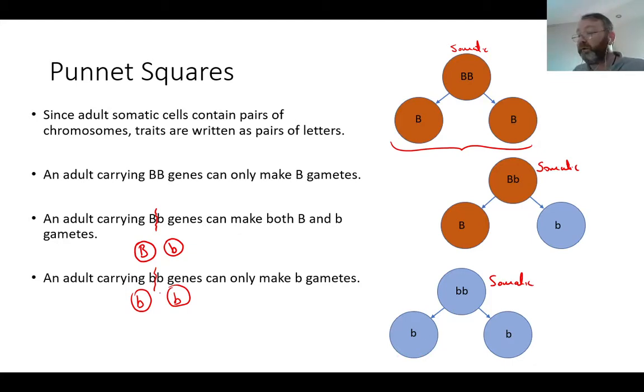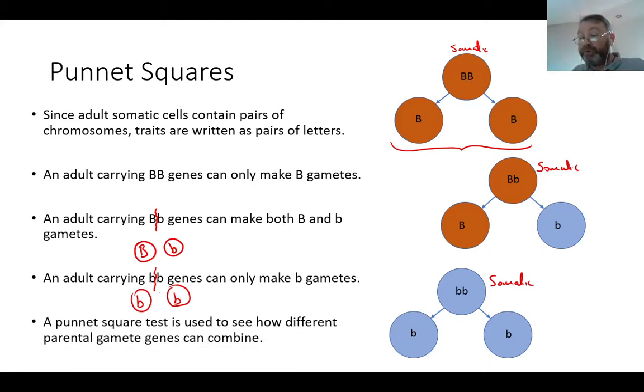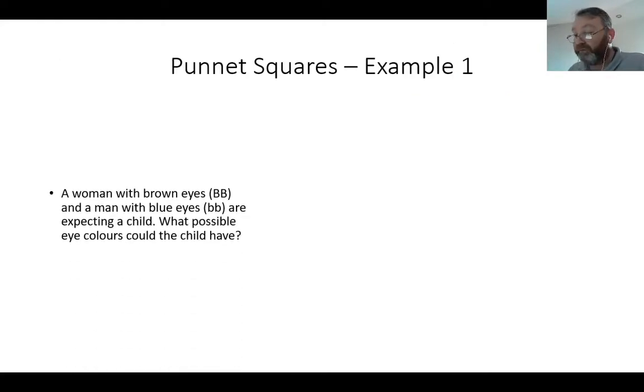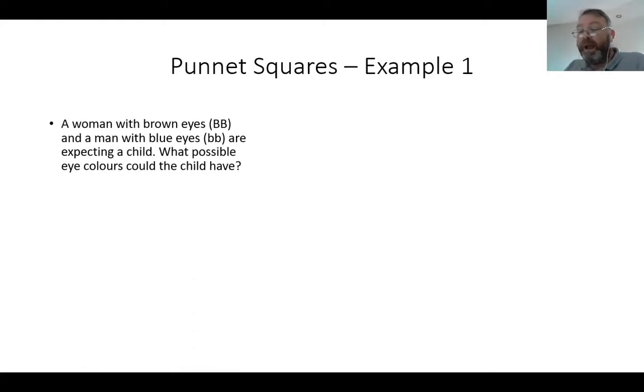Okay, so I hope that's all right. And again, somatic are where the letters appear in pairs, and gametes are where they are individual. A Punnett Square test can be used to see how different parental gametes and genes combine together. So I'm going to give you an example here. A woman with brown eyes and a man with blue eyes are expecting a child. What possible eye colours could the child have?